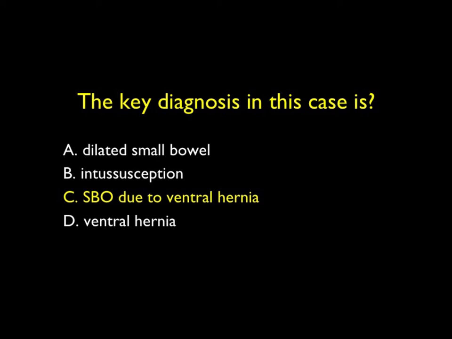Yes, it is a ventral hernia. No, this is not an intussusception. And yes, it is dilated small bowel, but that's only part of the story. So SBO with ventral hernia. Again, one of the great things about CT is when you find dilated bowel, you can see whether it's obstructed or not, and you can do a very good job defining the cause of obstruction, which in this case is a ventral hernia.